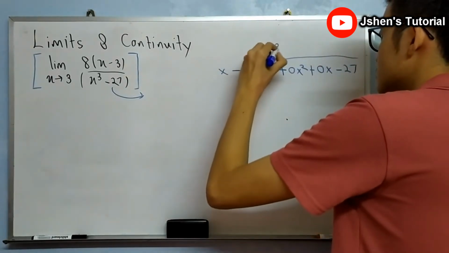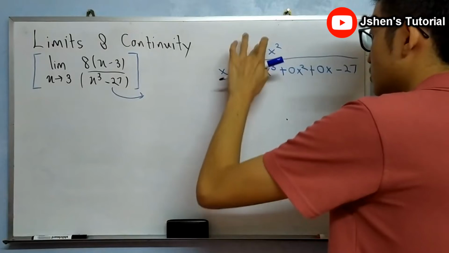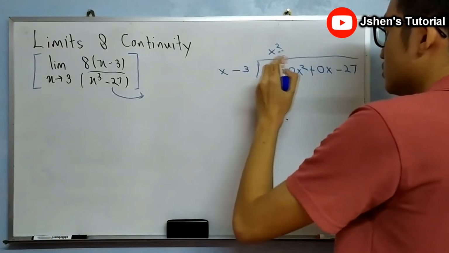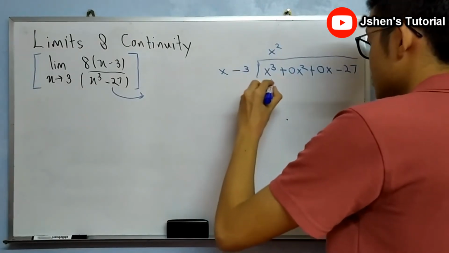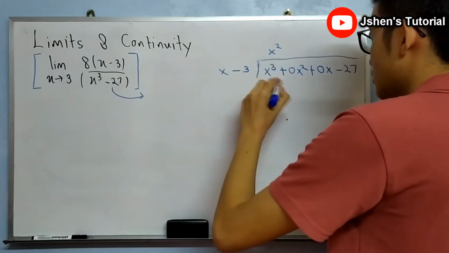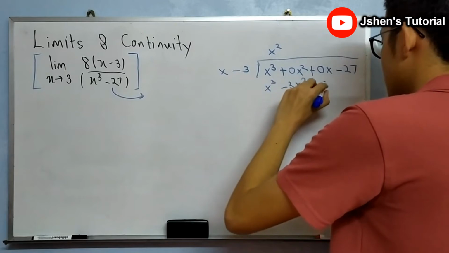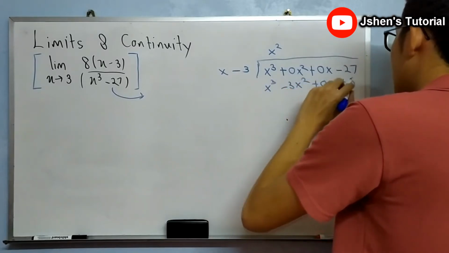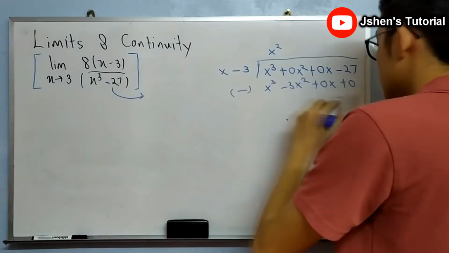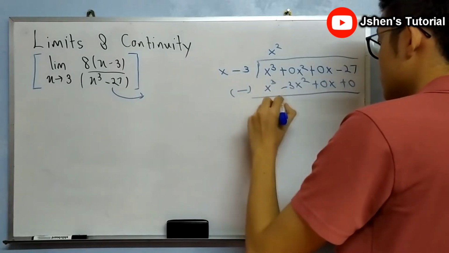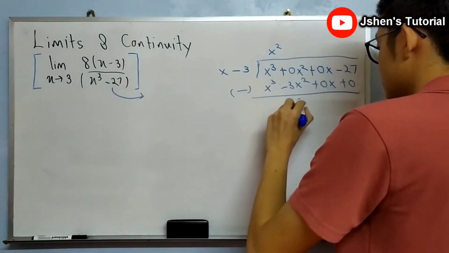Proceed with the first value. I would like to multiply with x squared. That will get x cubed. Then proceed with the following value. We will minus it. We will get the following value.